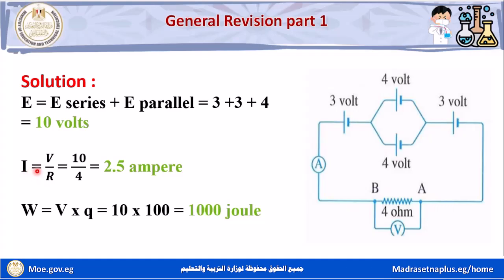Electric current intensity equals potential difference divided by electric resistance, equals 10 divided by 4, equals 2.5 ampere. The work done equals potential difference times amount of charge, equals 10 times 100, equals 1000 joule.